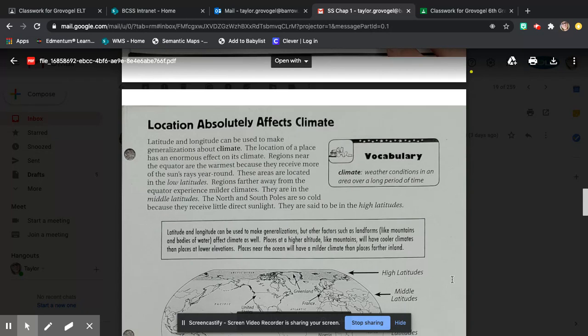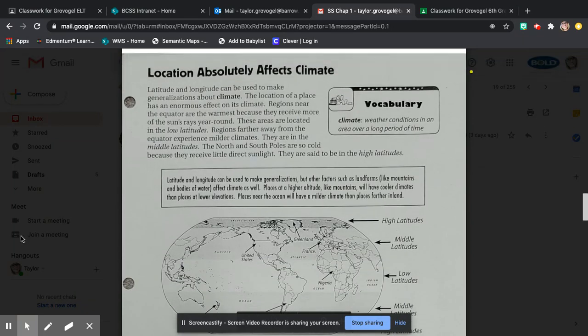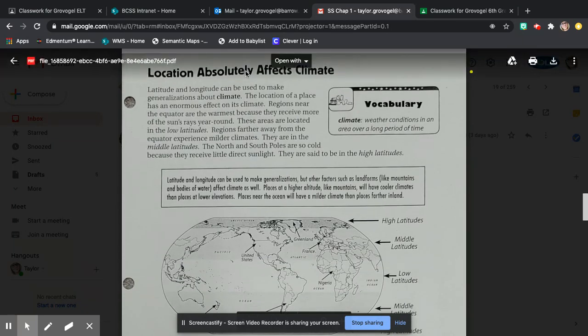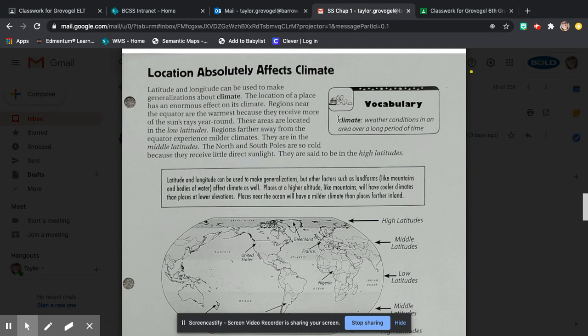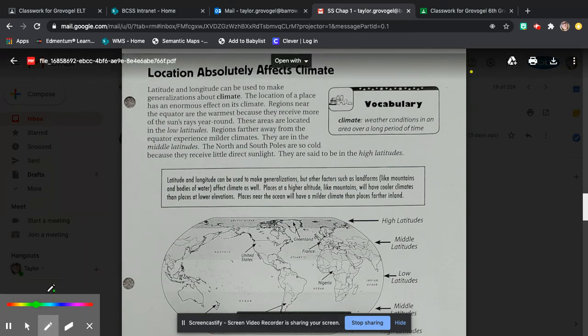Okay, so this is the last page that we're going to do today, and its location absolutely affects climate. So let's go ahead and start. We can already see over here that this is an important vocabulary word because it says vocabulary. So you can just highlight the word climate. So it says here that climate is weather conditions in an area over a long period of time. So when we see this bolded word, we have our vocab definition here.